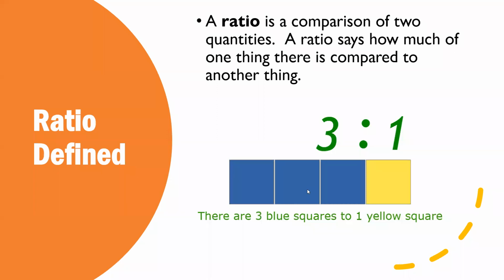All right, ratio defined. Alasia Thomas, can you read what a ratio is? By the way, please write this down. Go ahead, Alasia. A ratio is a comparison of two quantities. A ratio says how much of one thing there is compared to another thing. Very good.